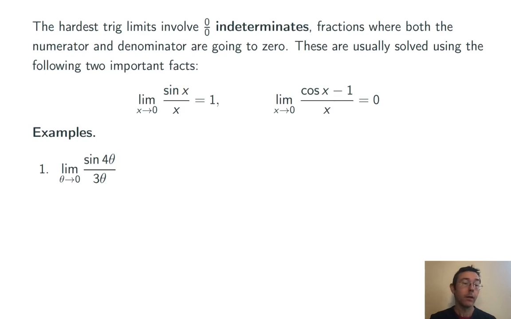Number 1. Limit as theta goes to 0 of sine of 4 theta over 3 theta. So right away, I see that I'm going to want to use that first fact there on the upper left. However, I have one small problem. The inside of the sine function here is 4 theta, but the denominator is 3 theta. They're not exactly the same, and I can only apply that identity, limit as x goes to 0 of sine x over x equals 1, if the inside of the sine function and the denominator are the same. So my strategy is just going to be one of wishful thinking.